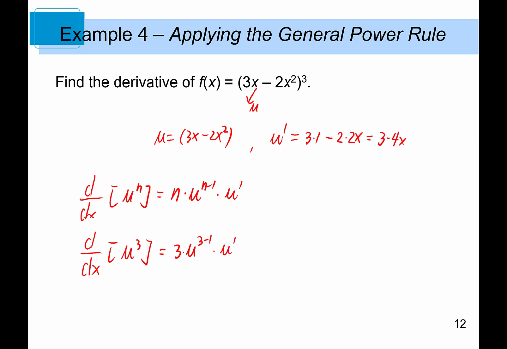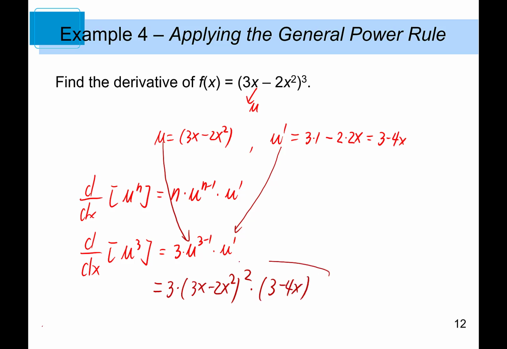Now what you can do is replace u, replace u prime, and then you end up with the answer easily. So 3 times (3x minus 2x squared) to the second times (3 minus 4x). Okay, so that's going to be our final answer.